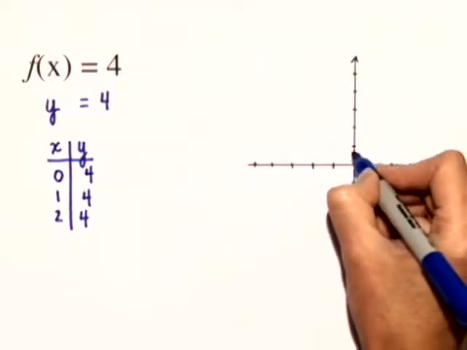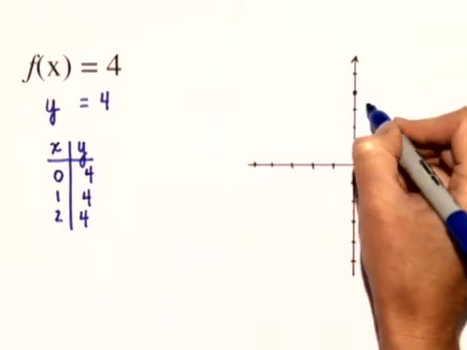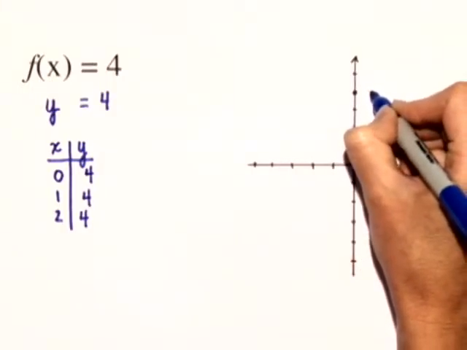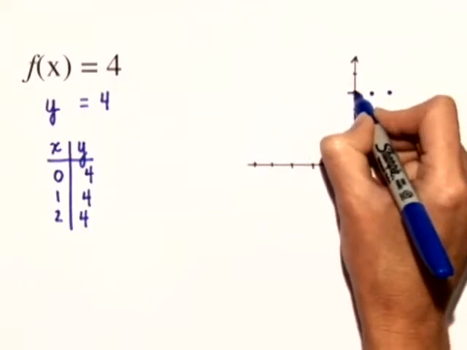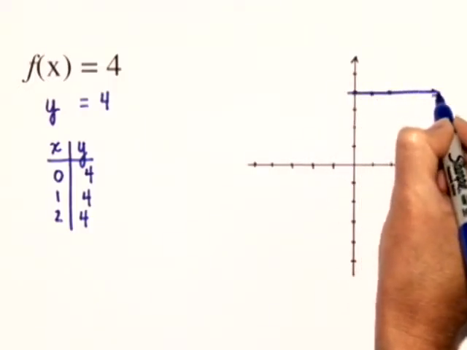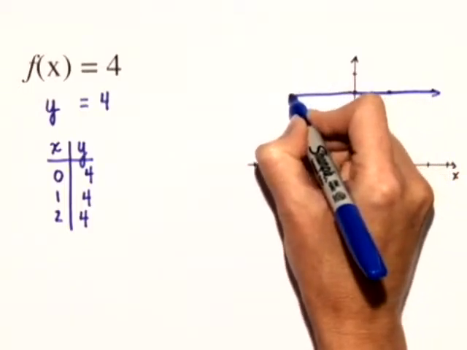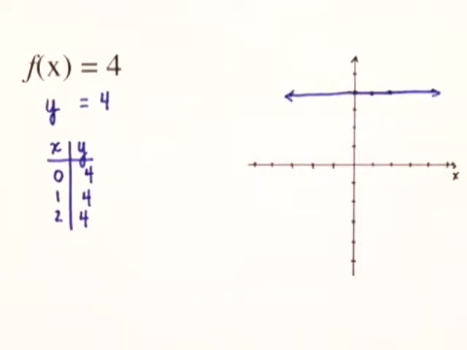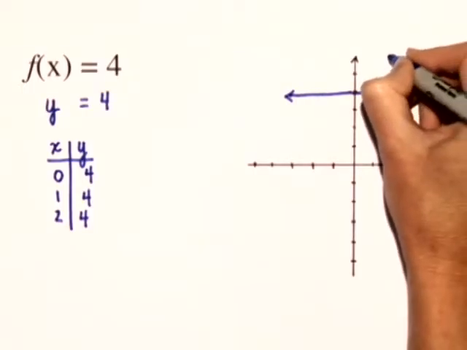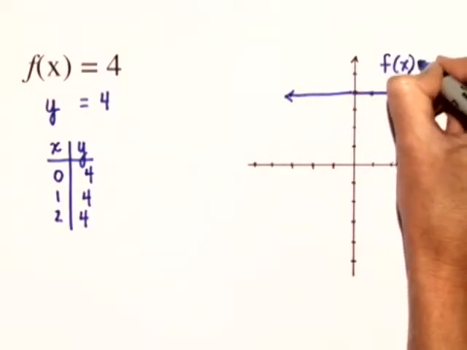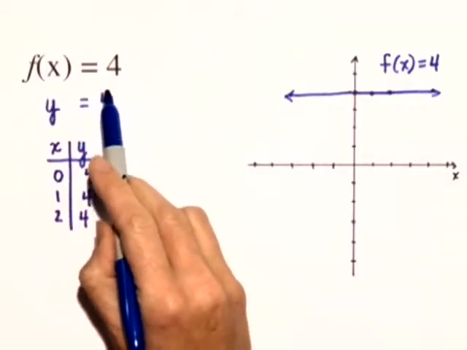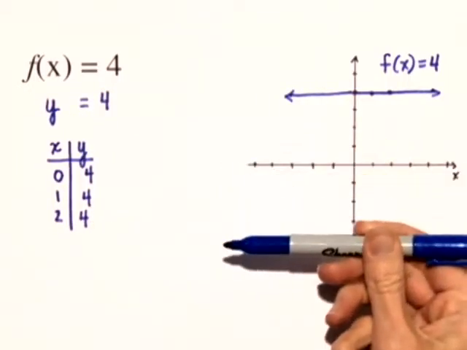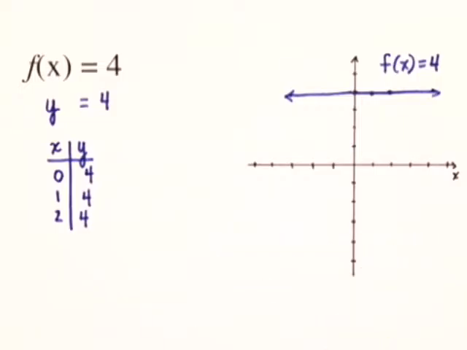So if we plot these points, (0, 4), (1, 4), (2, 4), we can see a pattern that we're going to have a horizontal line going through these points where the y value is always equal to 4. So this is the graph of f of x is equal to 4. In general, f of x is equal to any constant is always going to be a horizontal line going through the y-axis at whatever that constant value is.